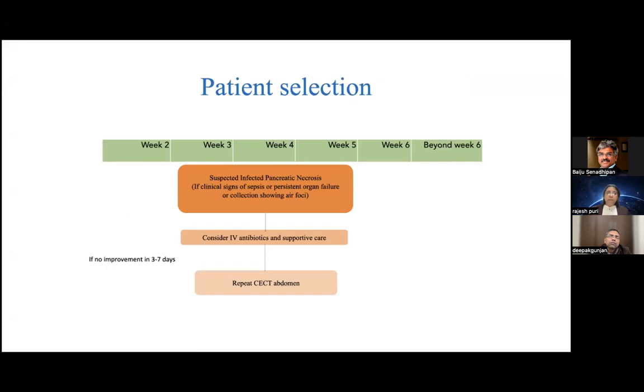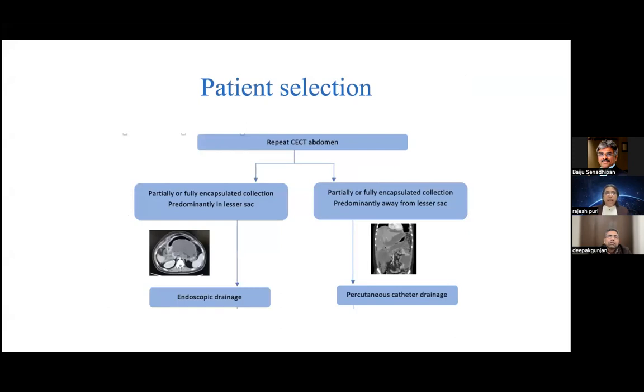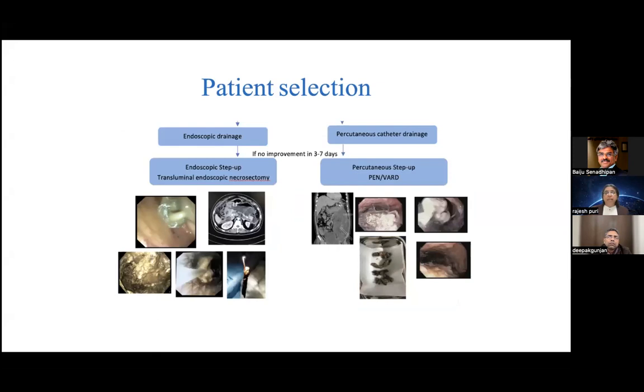So to summarize this, it is better to do the endoscopic or surgical intervention from week 3 to week 5. If the patient has a suspected pancreatic necrosis, first give IV antibiotic and supportive care. If there is no improvement for 3 to 7 days, then you repeat the CT scan. And if you see a partially or a fully encapsulated collection, do an endoscopic drainage. And if you see multiple fluid collections or a collection which is away from the lesser sac, which is not periluminal, you do a percutaneous catheter drainage.